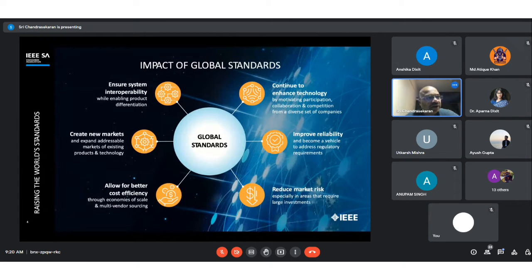In fact, Shreya Nagarpa was from PES. She interned with us a year or so ago. And she also published a paper on the work that she did on 2030.5, which is also an IoT standard.